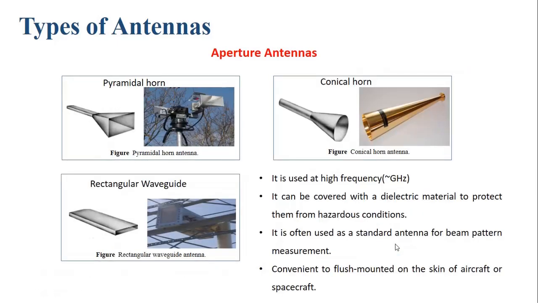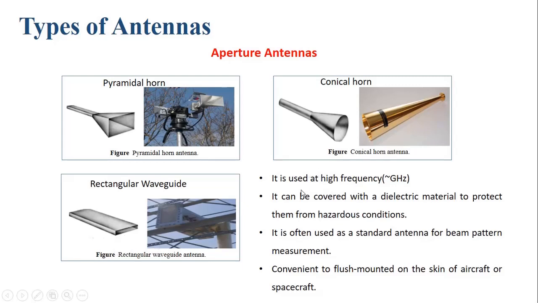The second type of antenna is the aperture antenna. Depending on the shape they are named. You can see this is the pyramidal horn antenna. As the shape is like a pyramid, it is called a pyramidal horn antenna. The conical horn antenna is shown over here. It has a conical shape, so it is called a conical horn antenna. And this is the rectangular waveguide antenna.